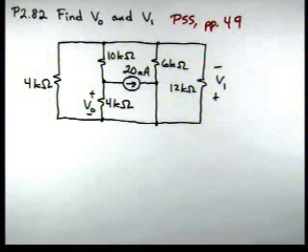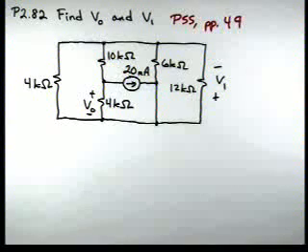Okay, here's the problem solving video for problem 2.82. It says find V0 and V1. We're going to use the problem solving strategy on page 49 again because we have a single source and resistors. And step 1 says systematically reduce the resistive network so that the resistance seen by the source is represented by a single resistor.